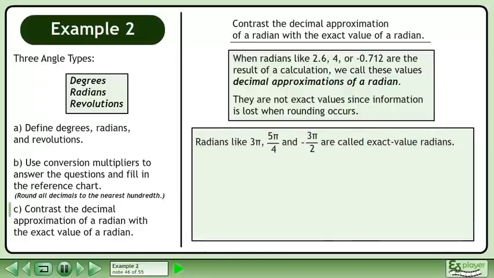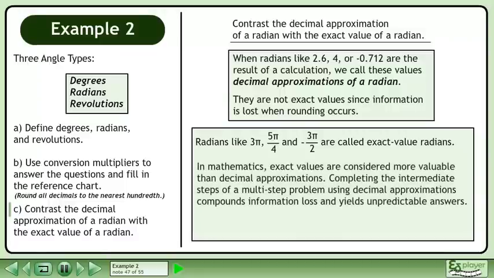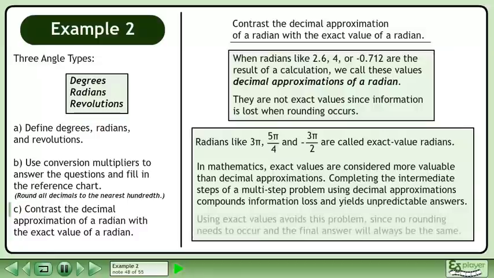Radians like 3 pi, 5 pi over 4, and negative 3 pi over 2 are called exact value radians. In mathematics, exact values are considered more valuable than decimal approximations. Completing the intermediate steps of a multi-step problem using decimal approximations compounds information loss and yields unpredictable answers. Using exact values avoids this problem since no rounding needs to occur and the final answer will always be the same.